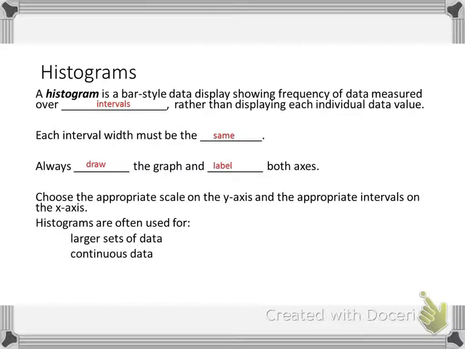Okay, next thing we're going to talk about is histograms. Okay, histograms are also a bar graph. Histograms are a bar graph over intervals of time. They go up by 5s, 10s, whatever. Okay. Each interval must be the same. So if you go up by 5s, everything needs to go up by 5s.